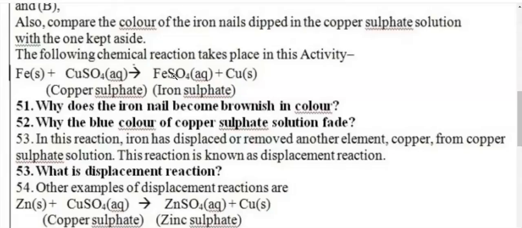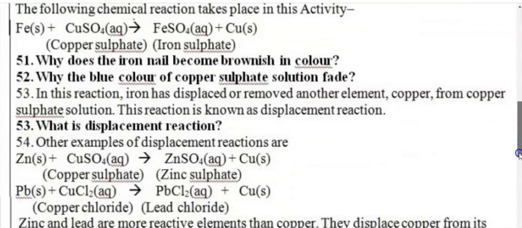And why does the blue color of copper sulfate solution fade? Because copper sulfate is giving the color here, but as the reaction proceeds, it is giving you ferrous sulfate. So copper sulfate is disappearing, and naturally the color will also disappear slowly. 53. In this reaction, iron has displaced or removed another element, copper. So this is what is called a displacement reaction.